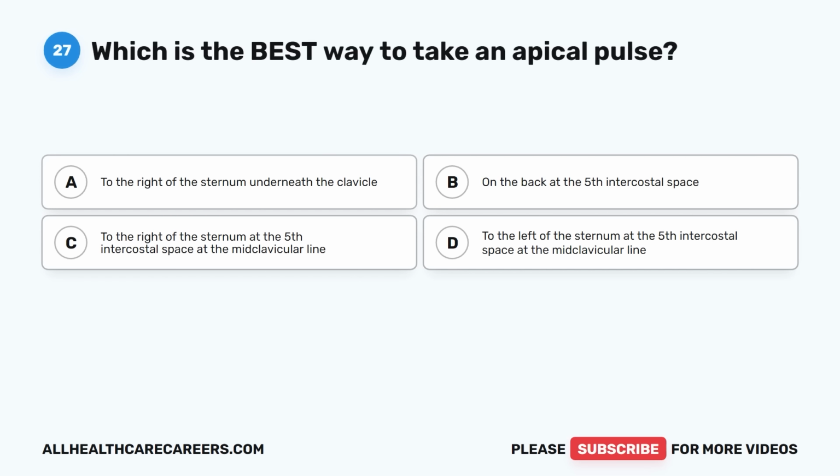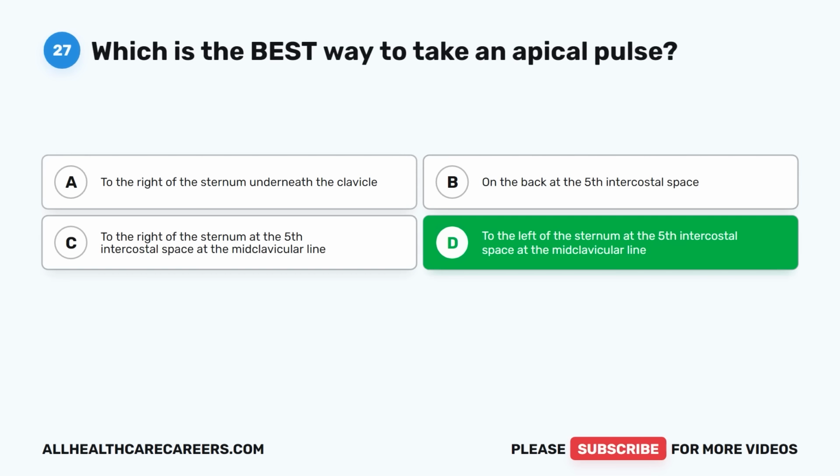Question 27. Which is the best way to take an apical pulse? A. To the right of the sternum underneath the clavicle. B. On the back at the 5th intercostal space. C. To the right of the sternum at the 5th intercostal space at the midclavicular line. D. To the left of the sternum at the 5th intercostal space at the midclavicular line. The correct answer is D.